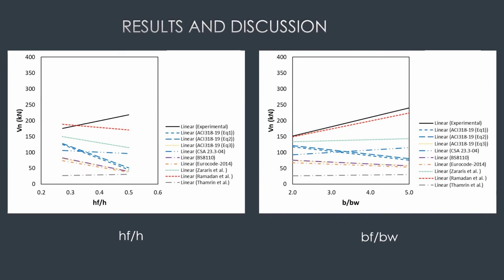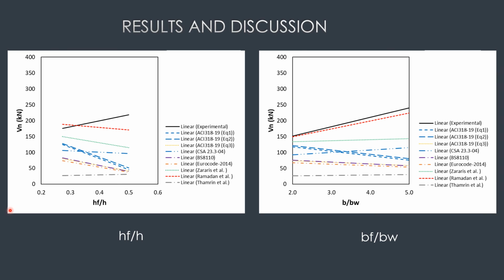Finally, all the shear capacity values were plotted against the flange thickness to height ratio on the left here and the flange width to the web width ratio, as you can see on the right here. After plotting all the points, a trend line was added to show the trend of the plotted points. As you can see, experimentally, as the flange thickness to the height increases, the shear capacity also increases. All design provisions fail to capture the trend. Most of the predicted points indicate a reduction in shear value as the ratios of hf to h increase.